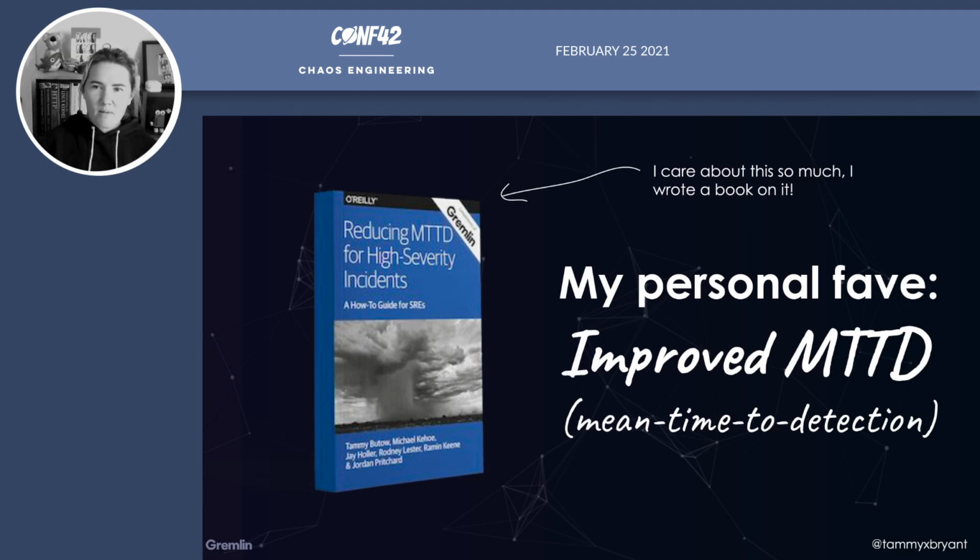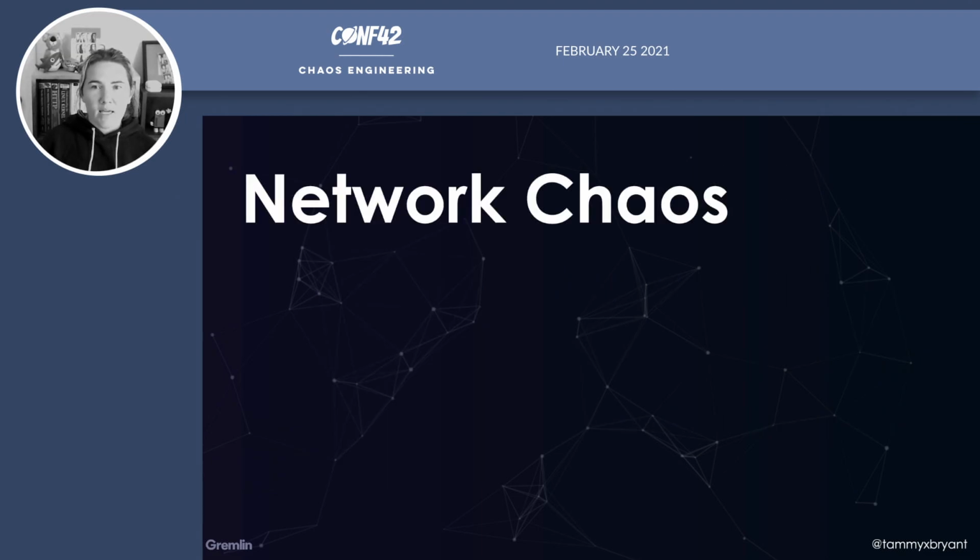Why do I care about mean time to detection? Because, for example, if it takes you a week to detect an incident and 5 minutes to resolve it, it still means that it took you a week and 5 minutes to fix the issue for a customer. That's bad. The slower your time to detection is, the worse the impact is for the customer. So if you focus on mean time to detection, you can get in there faster and you can resolve issues faster. Now let's dive into network chaos.